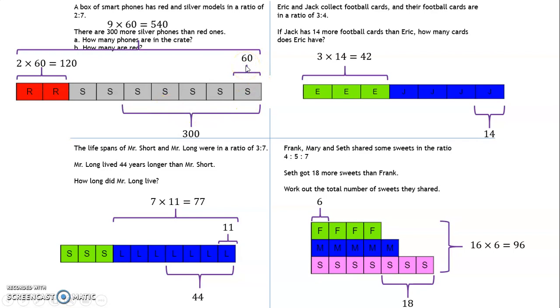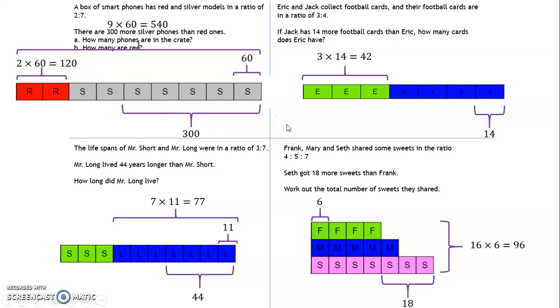And then we've got 2 questions for this. One is how many phones are in the crate? Well, there are 9 parts altogether, each of which is 60. So that's 540 phones altogether. And then how many are red? So 2 parts for red, 2 lots of 60, which is 120.